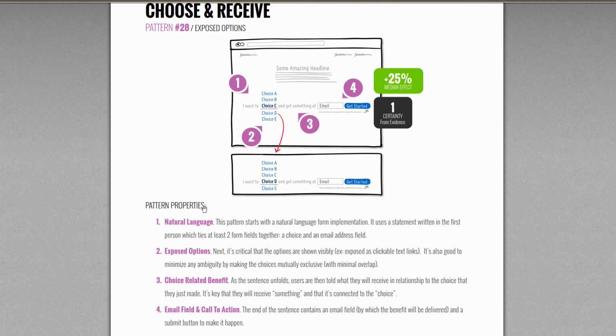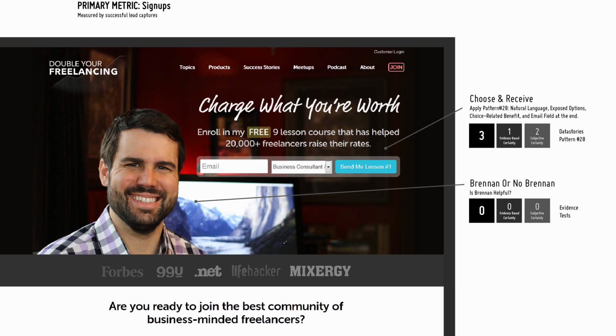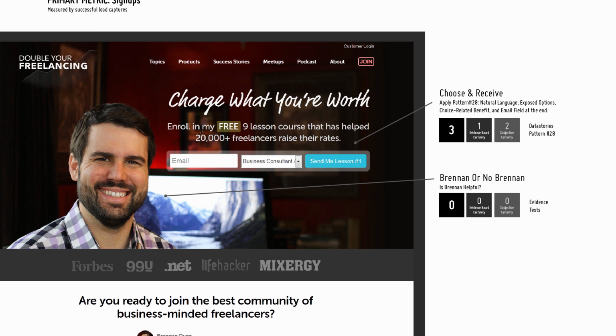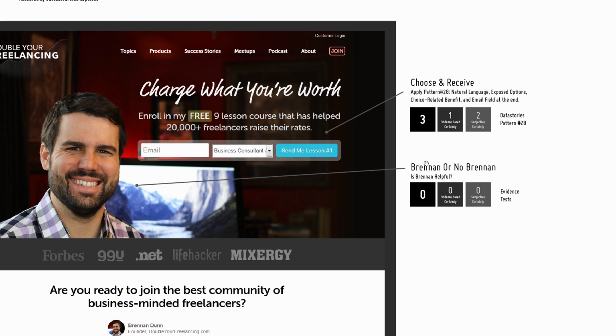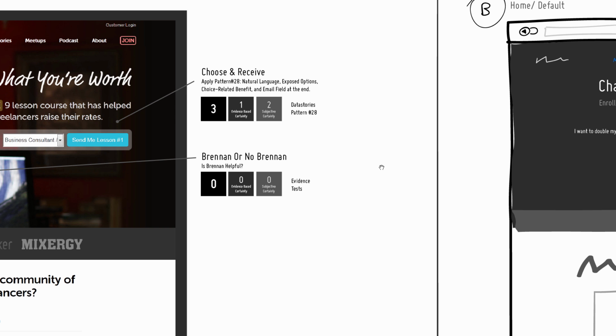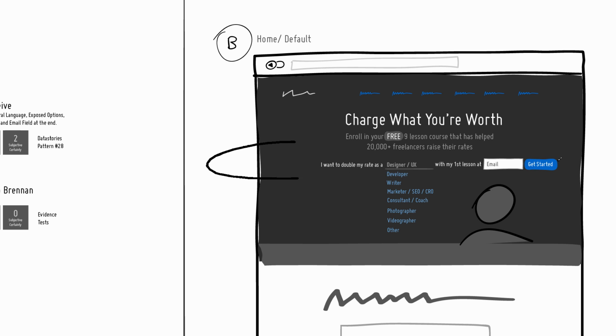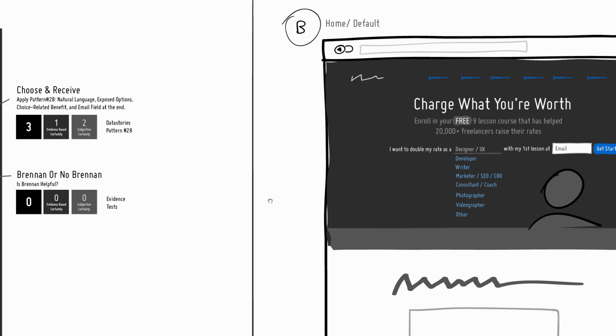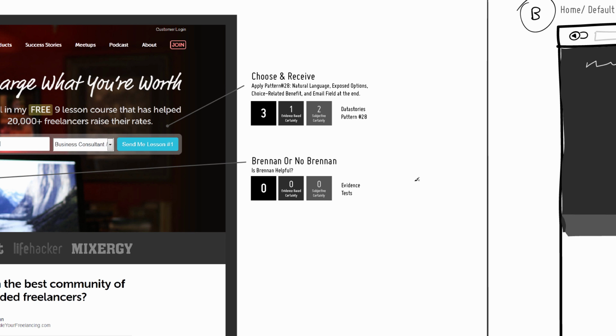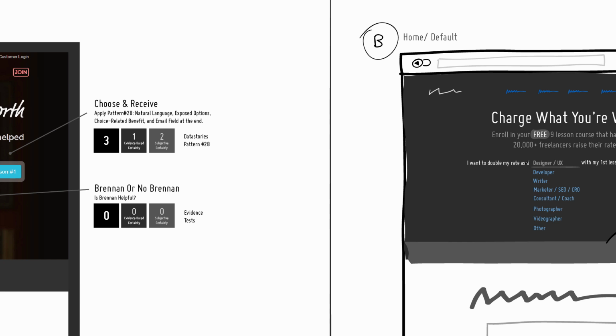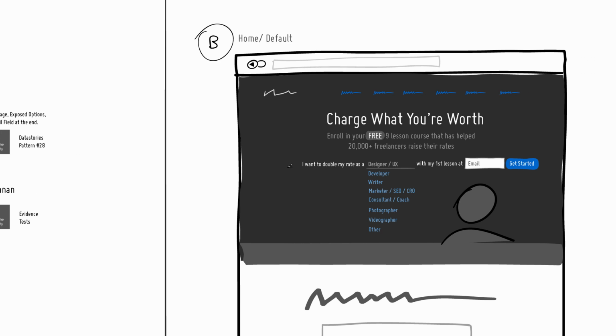It's based on a single test, all these properties that I discussed, and if we take this and apply it onto here, some elements might already be present, which is getting something, send me lesson one. I guess that's arguably part of that pattern. But I think there's a couple additional elements which are missing, which I very quickly explored in this little sketch. One element is the first person narrative, writing from the perspective of the reader. So I want to double my rate. It's about me. It's not about the course. It's not about Brennan. It's about me as a reader. So that's one way of applying the pattern if we were to test it on Brennan's site.